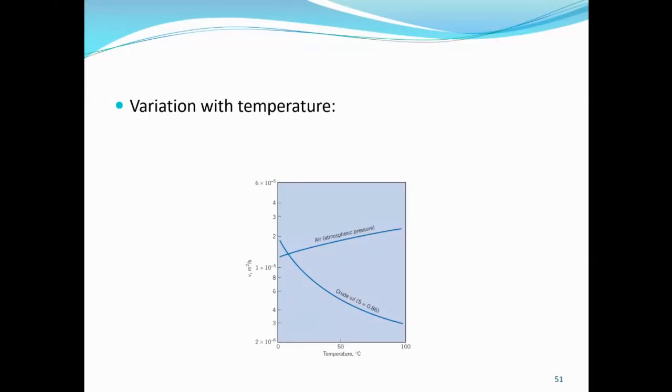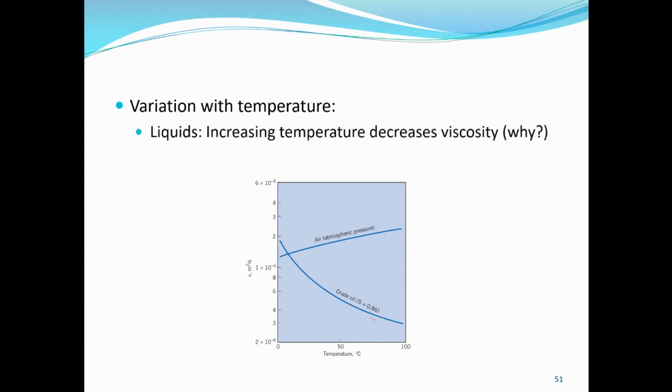So, variation with temperature. Viscosity, as we can see, reduces with temperature. Okay, as the temperature increases, the viscosity of this crude oil reduces. And it increases with air or atmospheric pressure. For liquids, increasing temperature decreases viscosity.